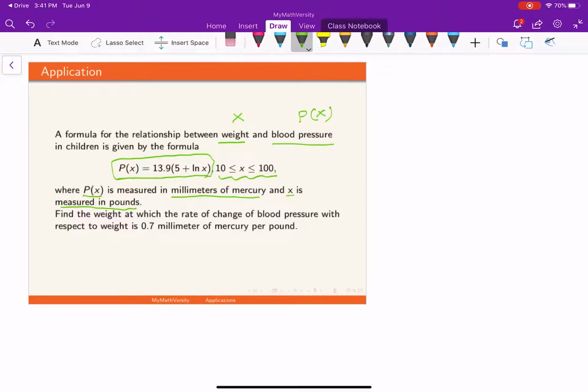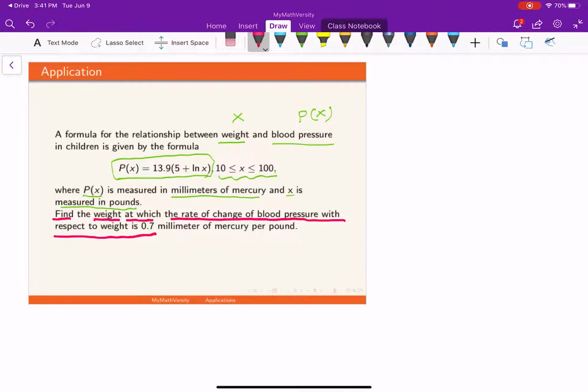The question begins here. Our goal is to find the weight, x, at which the rate of change of the blood pressure with respect to weight is 0.7 millimeter of mercury per pound. So how do we model this?